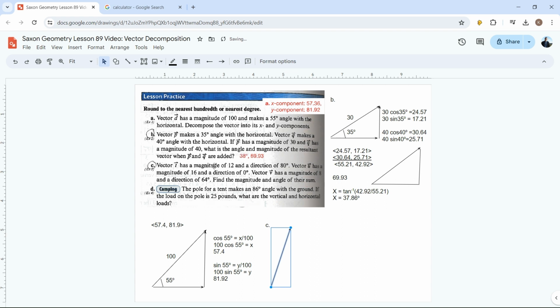And then we have vector U, which has magnitude 16, direction 0 degrees. That means that this vector is actually just going to be horizontal. Okay, about as long as the first vector, but perfectly horizontal. And lastly, we have vector V, magnitude 8 and direction 64 degrees. So that's going to go up here somewhere. I'm just going to let it overlap the other problem here, but it's going to be up here.